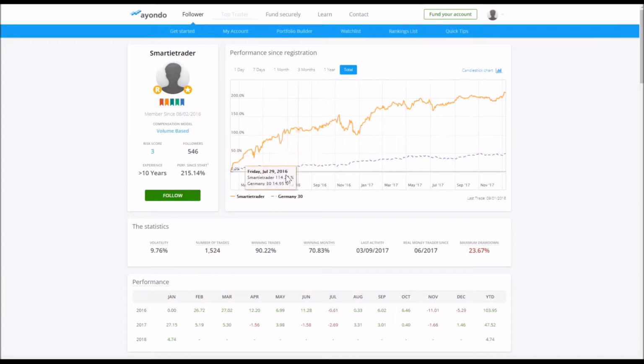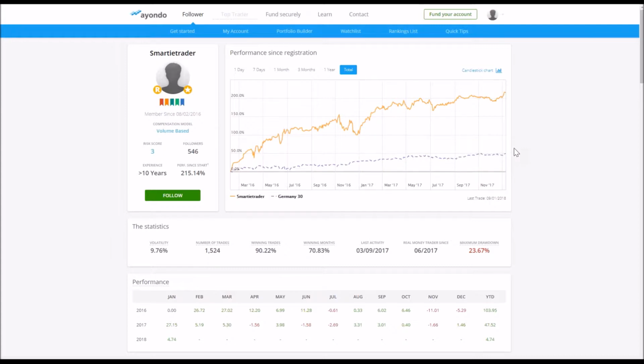Down here is the purple dashed line. That's the DAX, the German stock market index. Lots of these people trade the DAX, so it's a way of comparison. Over that period, the DAX is up about 50%, whereas Smarty's P&L is up 200%.